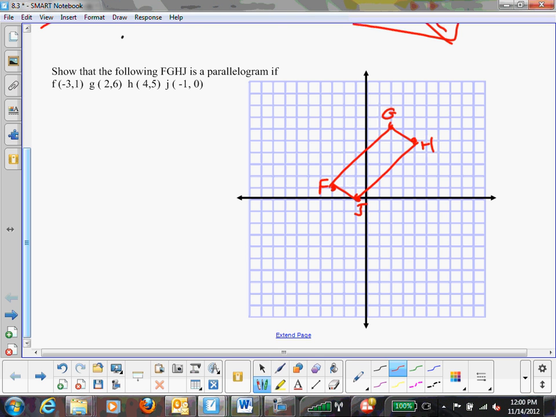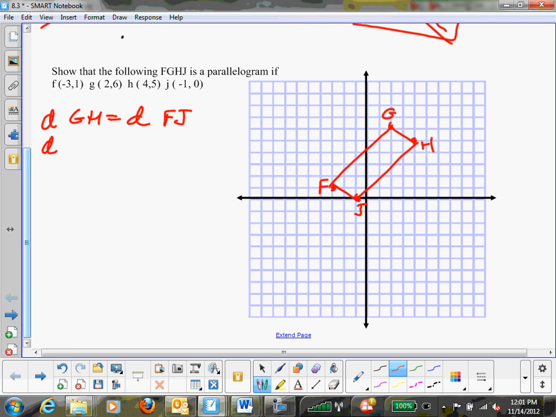So if I wanted to use "both pairs of opposite sides are congruent," in other words, number 1, I'd be doing the distance formula, right? That means the distance of GH has to equal the distance of FJ. Am I done if I prove that? No, what else do I have to show?